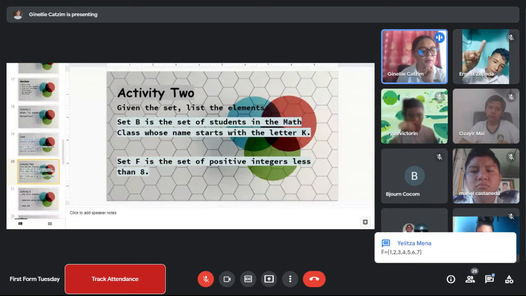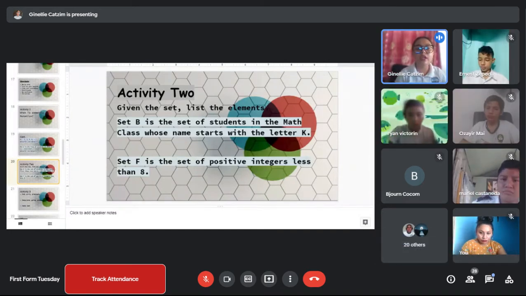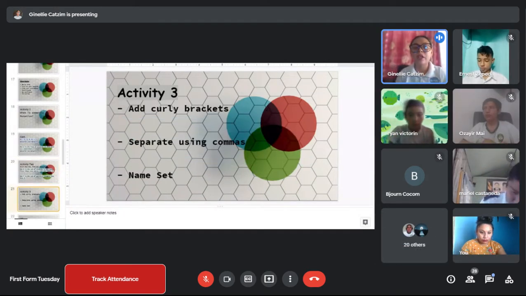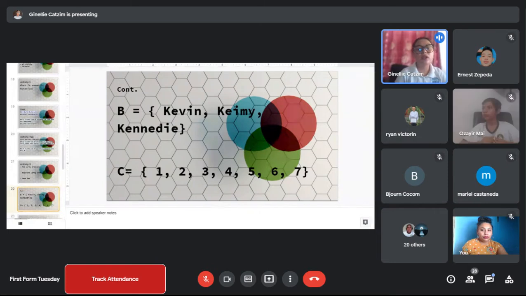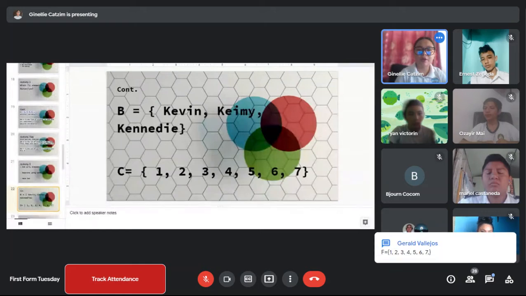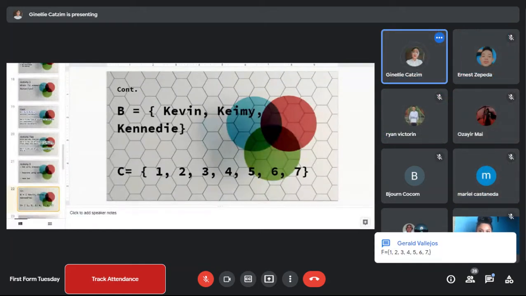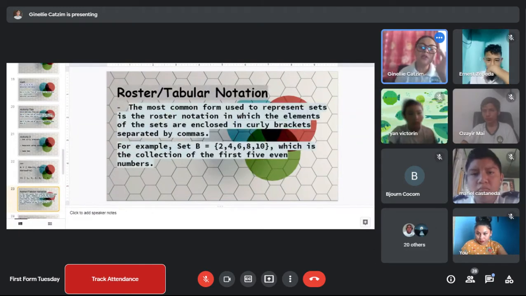Remember, we're talking about positive integers. Okay, Yelitsa placed her example there. Very good. That is how your new set should look. So that is basically what I have here, how it should be. Oh, I put Kevin, Kami, and Kennedy, so it means that I was missing someone, right? And we have 1, 2, 3, 4, 5, 6, 7. So that is how your set should look.